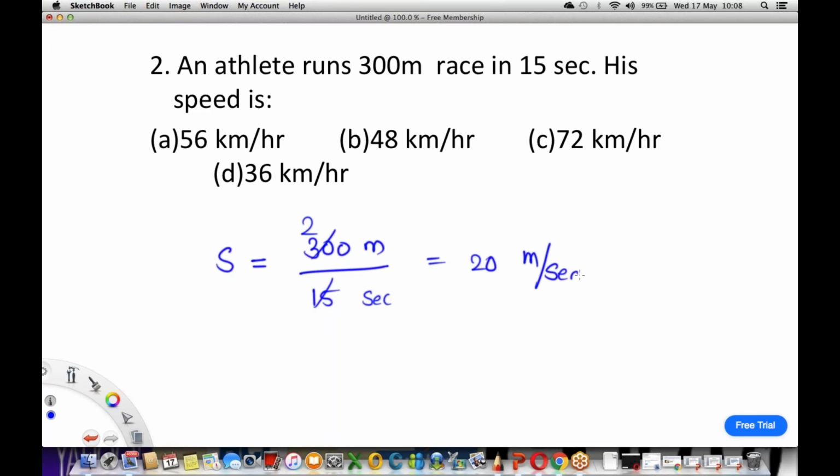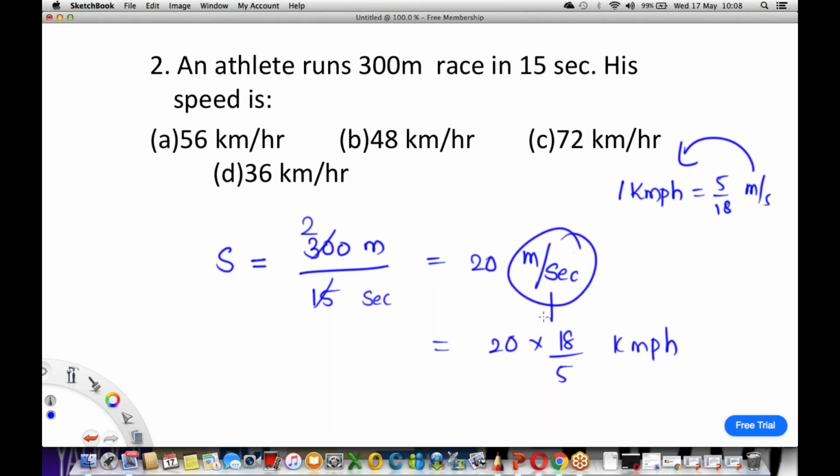But my option choices are not in meter per second, they are in kilometer per hour. So I very well know that 1 kmph is equal to 5 by 18 meter per second. So I can write 1 meter per second will be equal to 18 by 5 kilometer per hour. Instead of this, I am writing this. So now you just go for simple calculation. 15, 15 4 ja, 18 into 4 is nothing but 72. You can fix your answer choice as 72 kilometer per hour. That is nothing but option C.